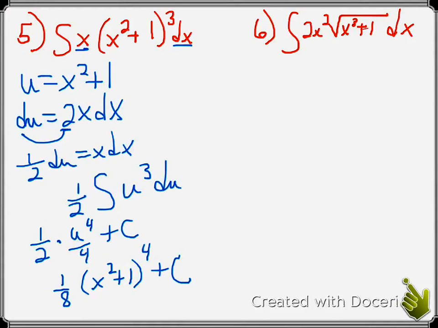All right, number 6, I'm going to let u be this part under the radical, because remember that is a power of 1/2. So the derivative of that will be 3x squared dx. Now this one is a little bit different. I have a 2 up in the original problem, but a 3 down here. Remember, I need to make these equivalent so that I can replace that 2x squared dx with something du.